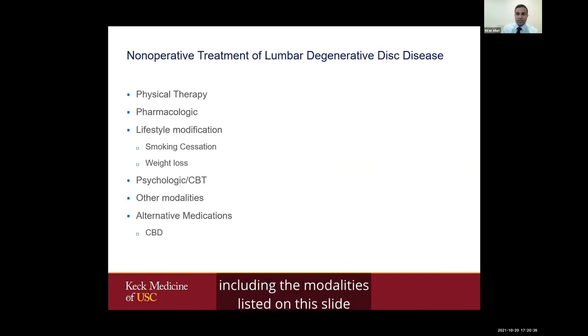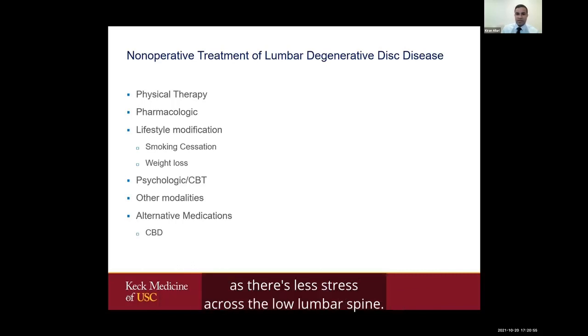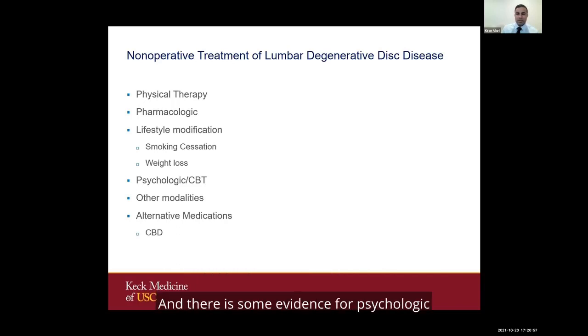So conservative measures, including the modalities listed on this slide, should always be exhausted prior to considering any type of surgical management. The most commonly used conservative modalities include physical therapy, pharmacologic interventions such as anti-inflammatories, lifestyle modification, particularly smoking cessation in smokers. Weight loss is always beneficial as there's less stress across the low lumbar spine. And there is some evidence for psychologic or cognitive behavioral therapy, which I'll get into a bit, as well as other modalities, including acupuncture and chiropractors.